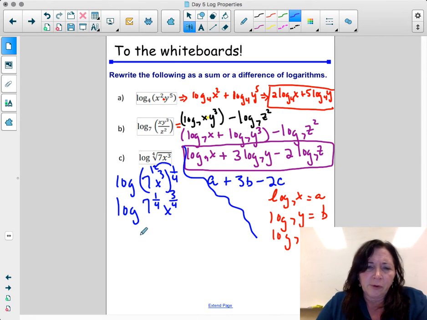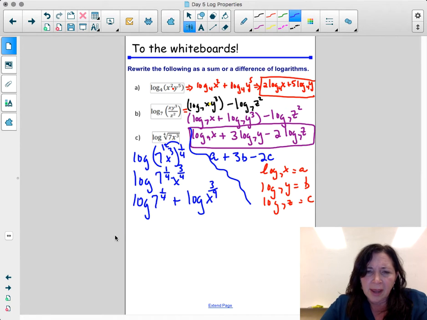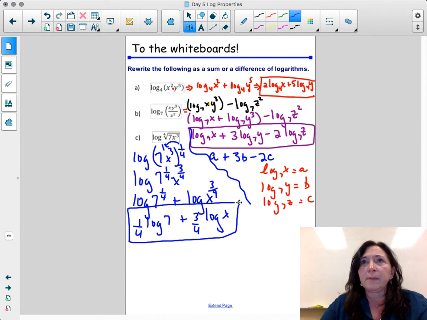And so I'm going to split these up because they are multiplying, and I'm going to use the product rule to do that. And I'm going to get log base 10 of 7 to the 1/4 power plus log base 10 of x to the 3/4 power. And finally, I have 1/4 log base 10 of 7 plus 3/4 log base 10 of x. And so that's actually my final answer there.